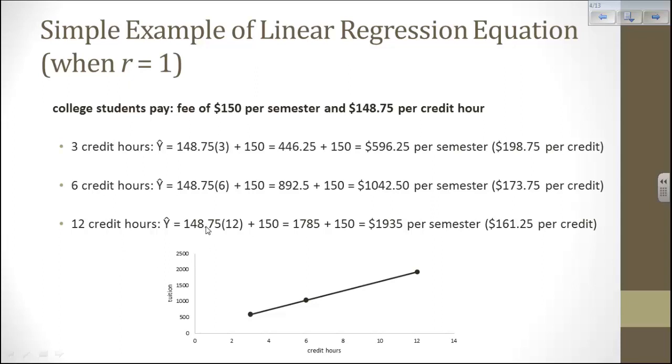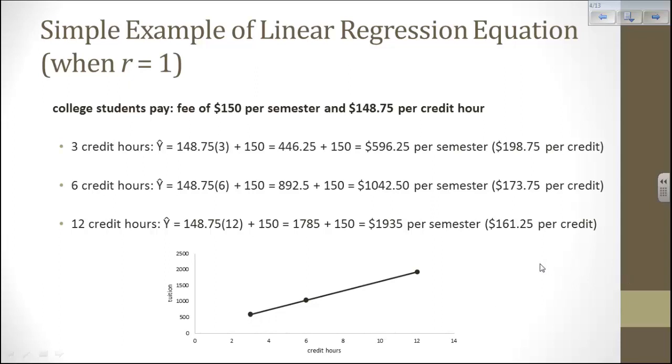So you can see that for every increase in credit hours, there's a $148.75 increase in tuition. So it's a perfect linear relationship. These are your data points, if you plot this out, and your data points in your regression equation are equal to plotting x and y hat. So x, in this case, was 3. The y hat that we came up with, or the predicted tuition, 596.25, right around here, boom, there's your dot.